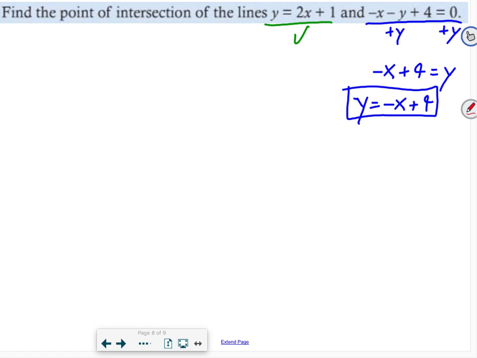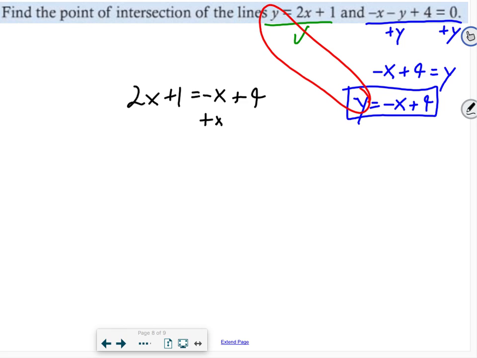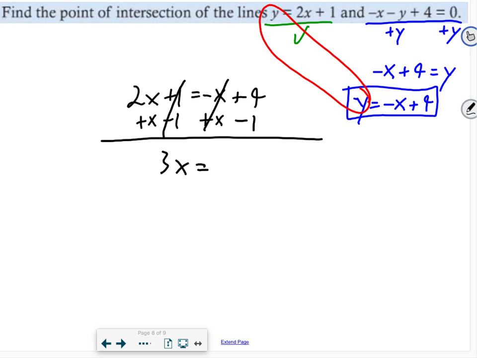Since these are both equal to y, I can set them equal to each other. So I get 2x plus 1 is equal to negative x plus 4. So I'm going to collect my like terms. I'm going to get x's over on the left side. So I'm going to add x here, and I'm going to get my constants on the right side. Minus 1, minus 1. So as I simplify things, these cancel out. 2x plus x is 3x. X's cancel out here, and plus 4 minus 1, I get 3. So dividing both sides by 3, I get x is equal to 1.